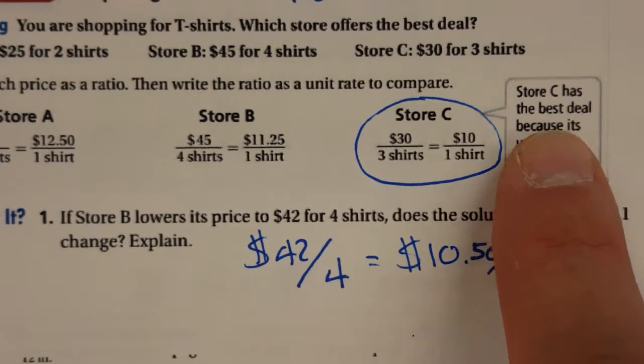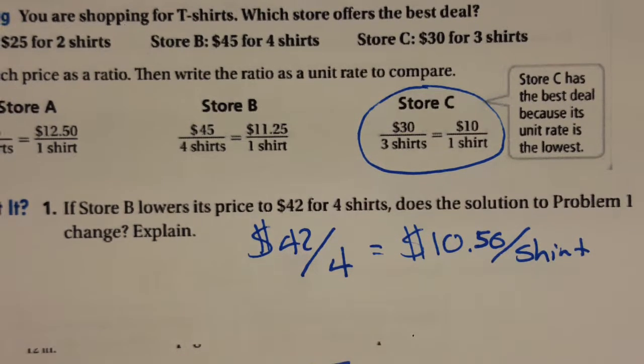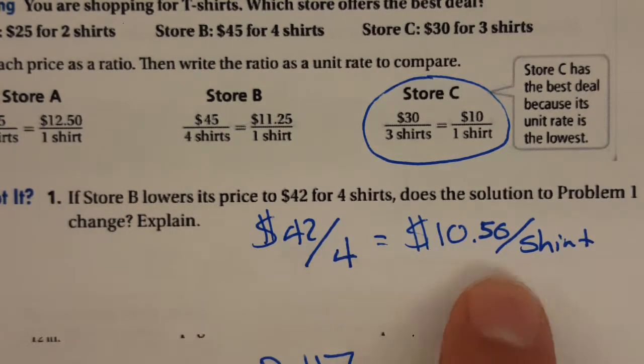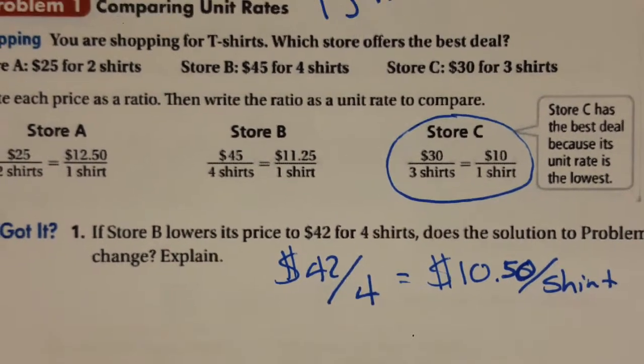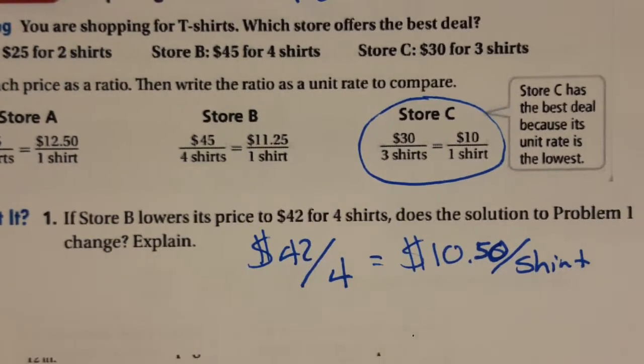Right there, that explains it, and then we double checked it right there. So store B, nice try. Still, you're not better than 10 bucks a shirt. All right, so there you go. That's problem number 1 and the guided question. Okay, moving on.